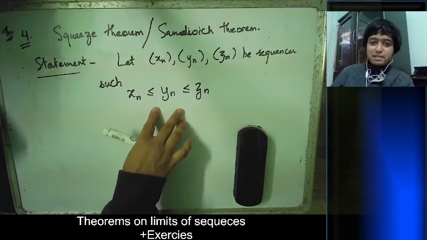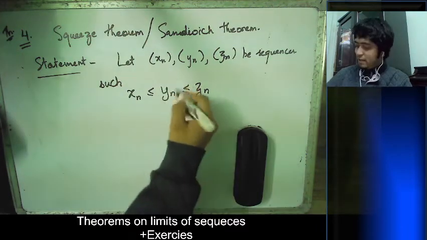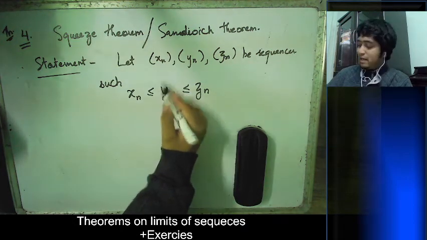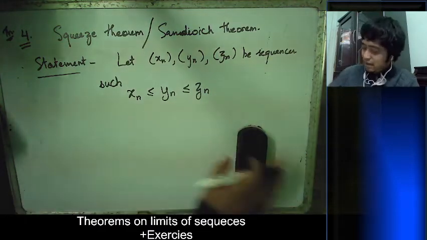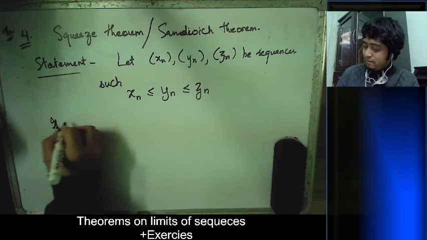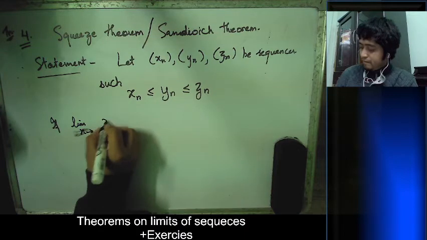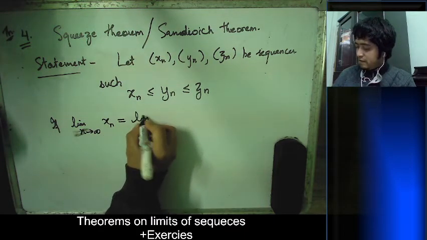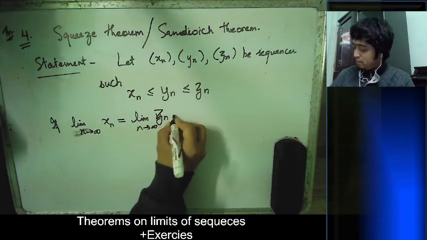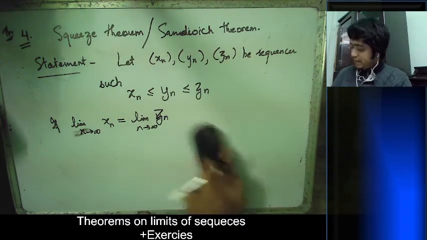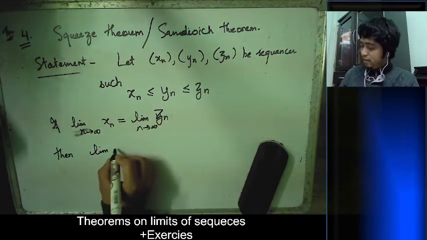It is like a sandwich. You have the bread, xn and zn, and you have the meat or the salad in between. So you are squeezing this one by the two breads. Okay, let's see what is happening. If the limit of xn equals the limit of zn, if the limit of the two breads are equal, then the limit of the one in between will also be equal.